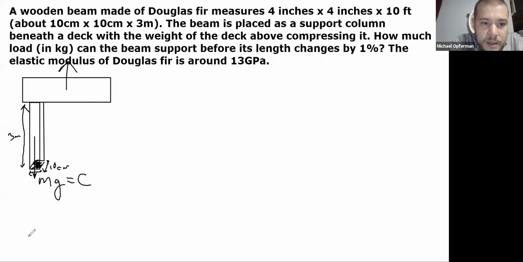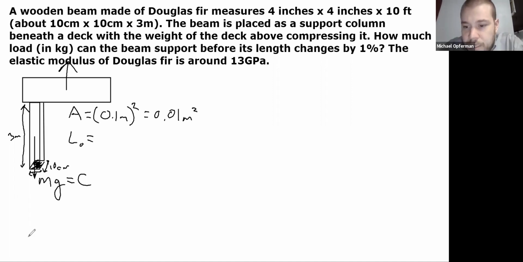So in other words, the cross-sectional area of the beam perpendicular to the force is going to be 10 centimeters times 10 centimeters, so that's 0.01 square meters. The length of the beam, in this business, is taken in the same direction that the force is acting, perpendicular to the area. So the length of the beam is going to be the 3 meters.